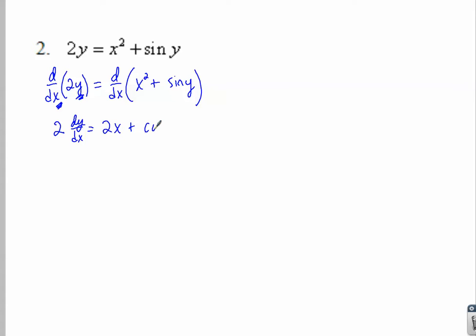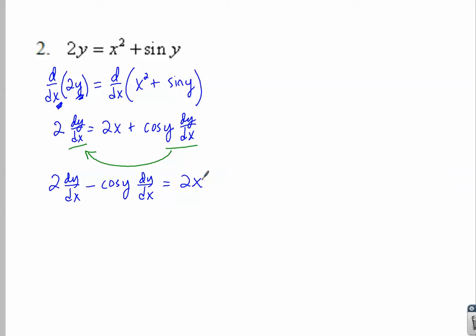Derivative of sine is cosine. But, letter doesn't match. Use our chain rule. Say times dy/dx. Now we collect our dy/dx terms, all on one side. Probably it's easier to bring those over there. 2 dy/dx minus cosine y dy/dx equals 2x. Then I've got a dy/dx in common, factor it out. dy/dx times 2 minus cosine of y equals 2x. And finally, eye on the prize, dy/dx, get it by itself, divide by what it's multiplied by.